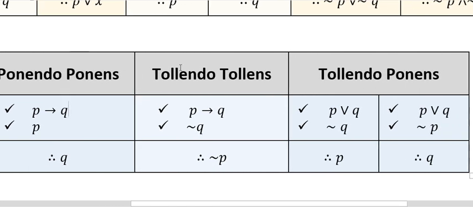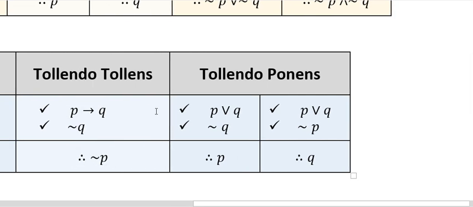Tollendo tollens is kind of the opposite way of ponendo ponens. You have the conditional, but you don't have the second one. What you have is the opposite of the second one. If you have the opposite of the second one, then you can copy the opposite of the first one. Not the first one, but the opposite of the first one.